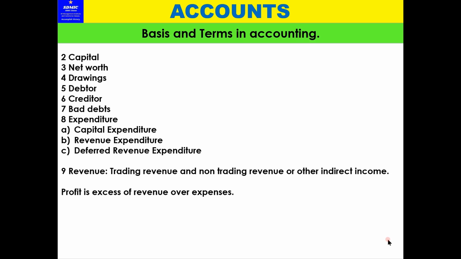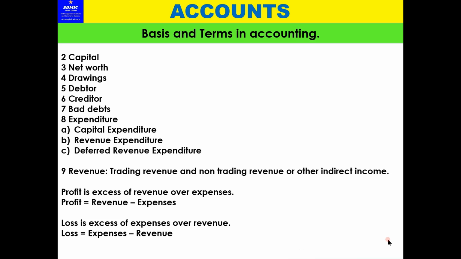Profit is excess of revenue over expenses. Profit is equal to revenue minus expenses. These are very simple terms. Loss is excess of expenses over revenue. Loss is equal to expenses minus revenue. Means खर्चा ज़्यादा होगा, revenue कम होगा. In that case वो minus में जाता है. Profit बोलेगा तो revenue मतलब income ज़्यादा है, expenses कम है, तो जो profit आ जाता है.